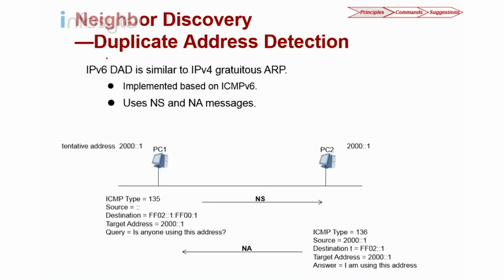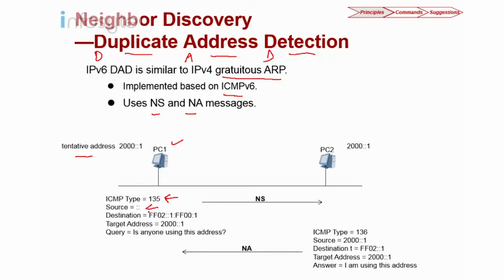Alright, so next we look into what we call DAD. DAD stands for duplicate address detection. This is very similar to gratuitous ARP in IPv4. It is for you to detect any IP conflict, and it is implemented as ICMPv6. Similar to the address resolution earlier, it uses NS and NA. When PC1 starts to use the IP address, it sends out an NS with a tentative address of 2000::1 as an ICMP 135.